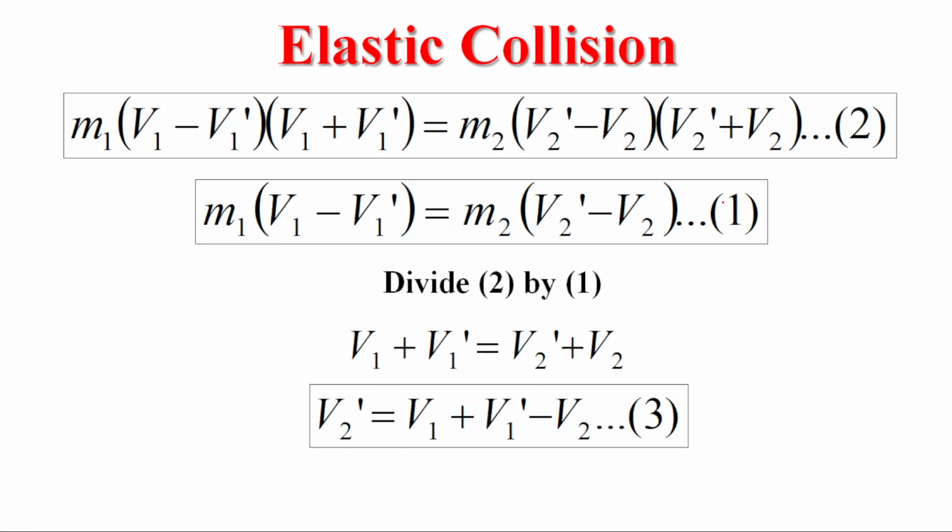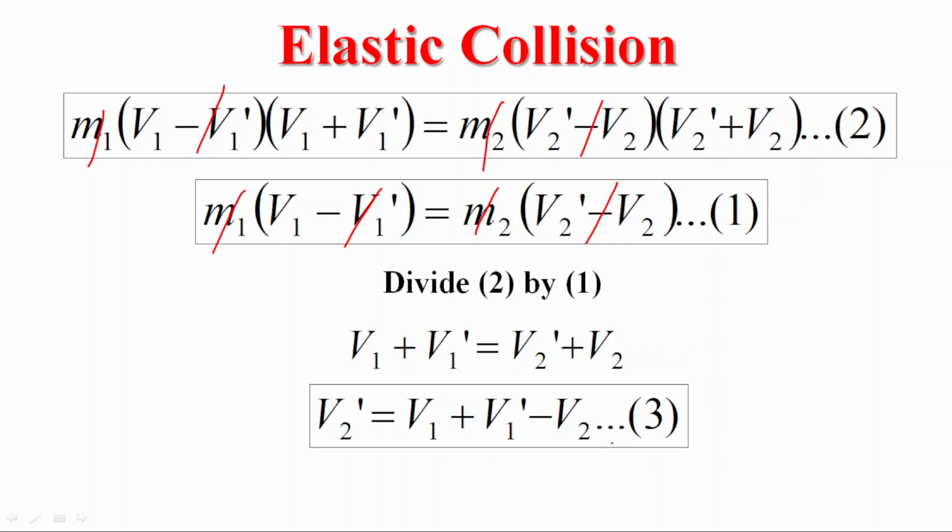Now we divide equation 2 by equation 1. We divide this equation by this equation, left side over left side and right side over right side. If I divide these two equations, m1 cancels with m1, v1 minus v1 prime cancels with v1 minus v1 prime, and on this side m2 cancels, v2 prime minus v2 cancels. We get v1 plus v1 prime equals v2 prime minus v2. Now v2 prime is equal to v1 plus v1 prime minus v2. We get equation 3.